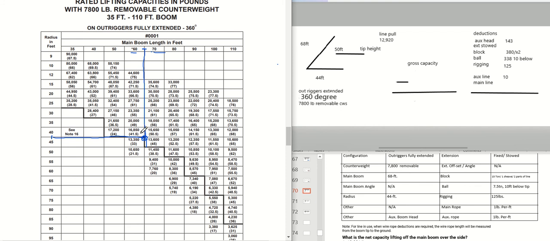And we're going to look down here. It looks like 16,850. We have 15,650. Okay, and then down here on the 45 foot radius, we have 13,6 and 13,350. Well, we're going to go with the 13,350 because that is the lowest between all of them. So in our gross capacity, we're going to put 13,350.